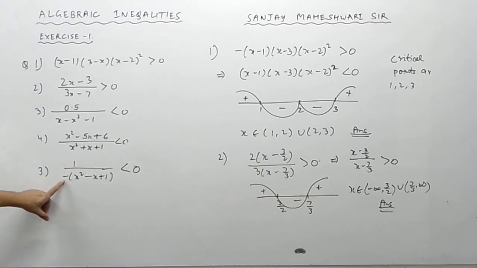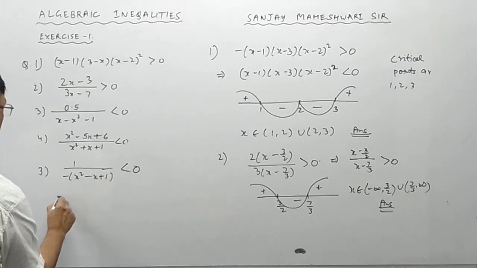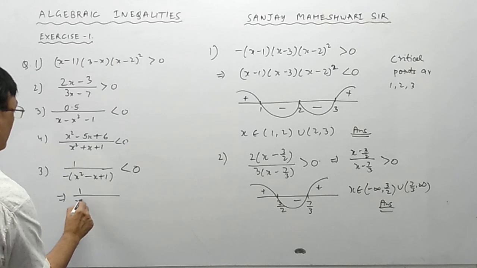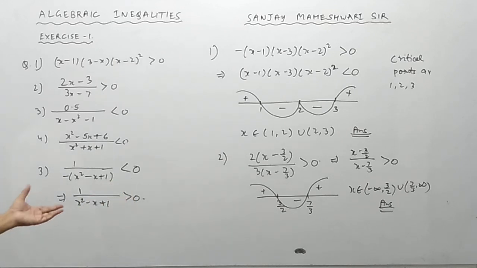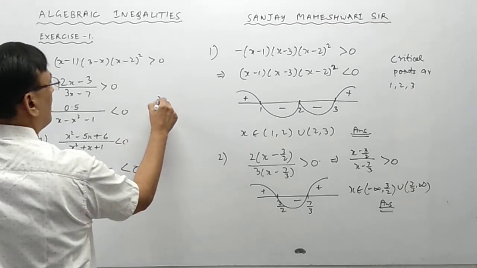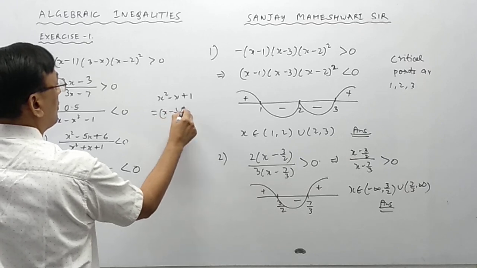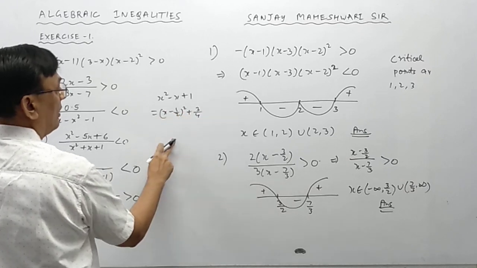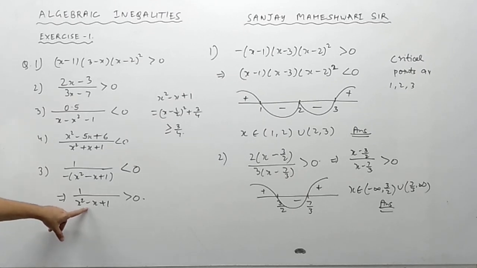If we try to remove this negative sign, this sign will get changed. So this becomes 1 upon x square minus x plus 1 greater than 0. Now, in the denominator, you can see that x square minus x plus 1 is equal to x minus 1 by 2 whole square plus 3 by 4. This is always greater than or equal to 3 by 4. So this is a positive quantity.